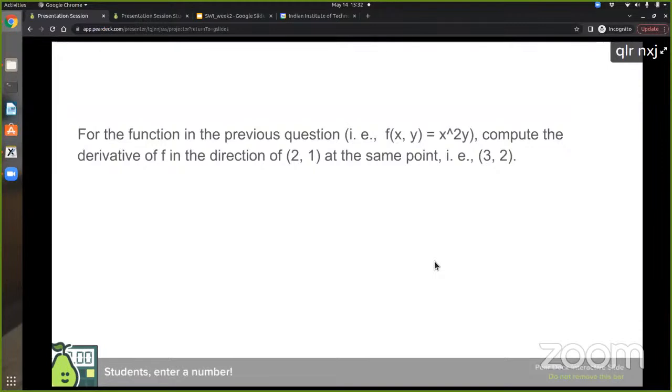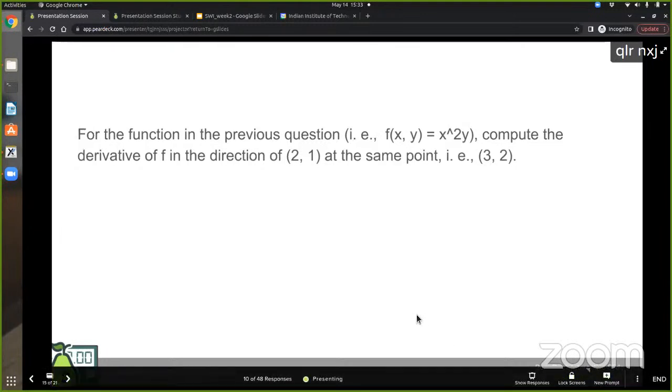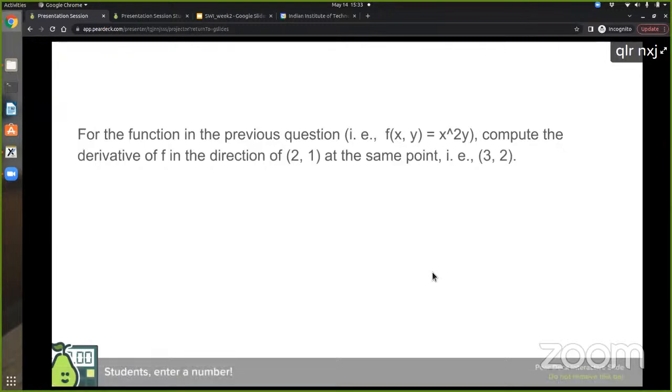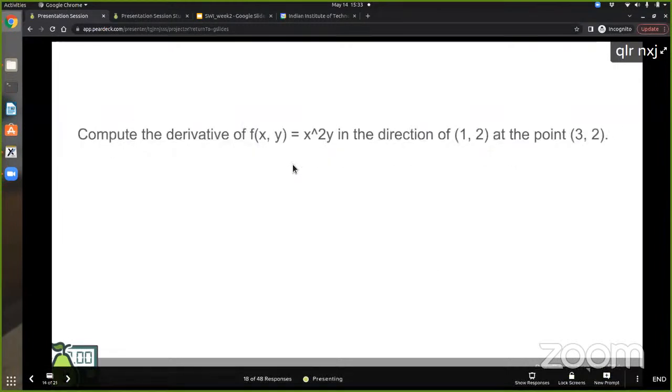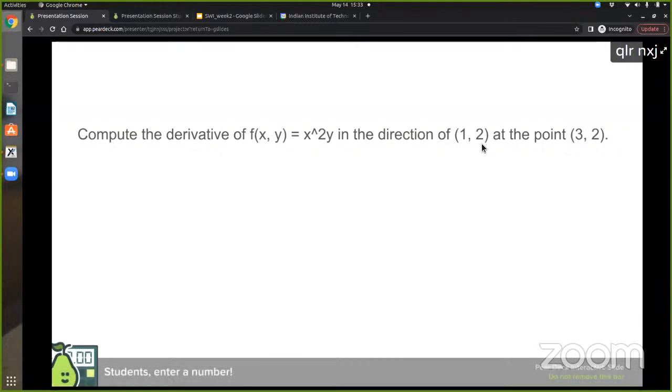Ma'am, in the directional derivative question, we are finding the derivative, right? So if I do not change the direction, but I am taking a vector in the same line, then it should become the same, right? Yeah. So let's say here the direction was 1, 2. If I take 2, 4, that means I am not changing the direction, I am just scaling it up. Correct, yes. So in that case, it will remain the same. It should come out to be the same.